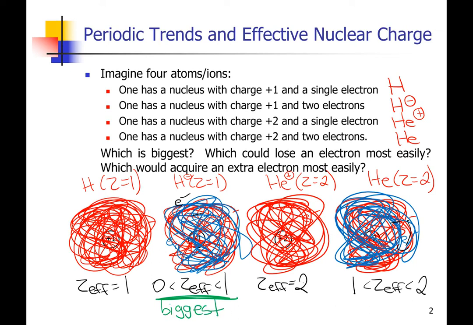Which one is the smallest? Well, that's going to be the helium cation because the electron in the helium cation is feeling the strongest pull to the nucleus. It's feeling an effective nuclear charge of +2.